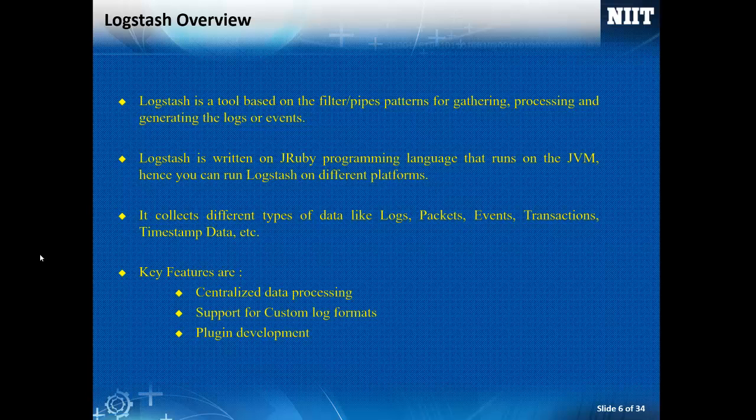What are the key features of Logstash? There are basically three important key features. The first is centralized data processing. Logstash helps build a data pipeline that can centralize data processing. With the use of a variety of plugins for input and output, it can convert a lot of different input sources to a single common format.